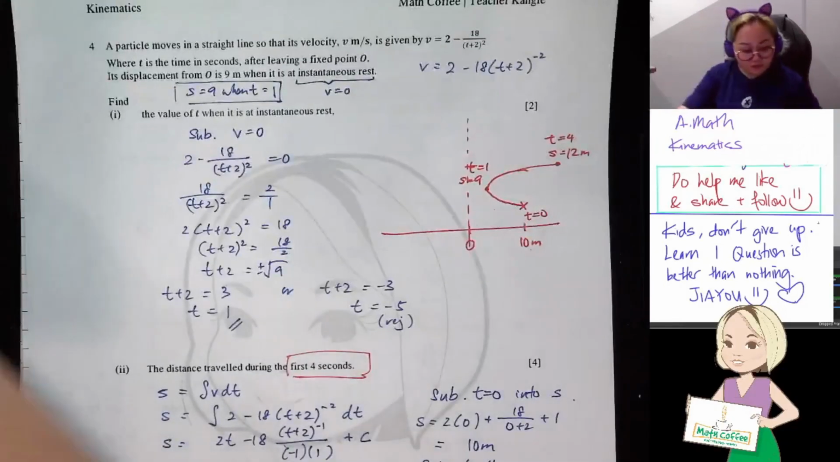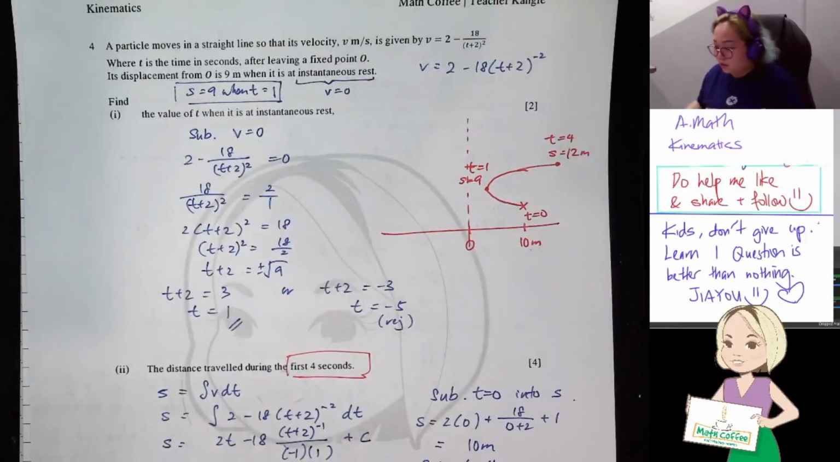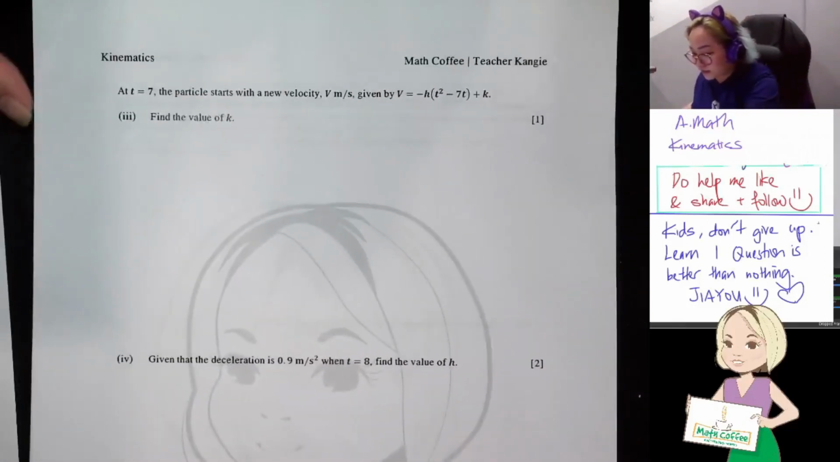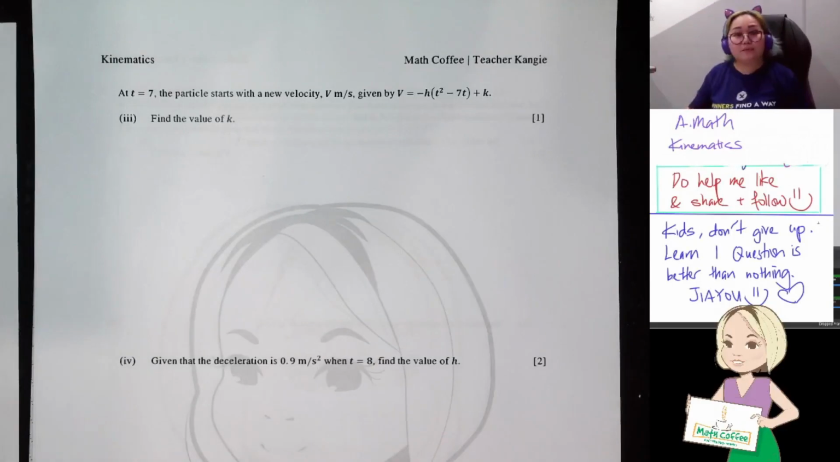Okay, so we are done with question number 4. No, 4 still has a third part. Wait, okay, this one is also pretty tricky.